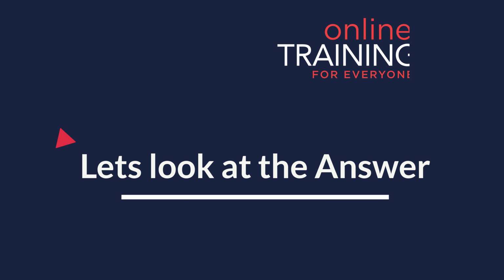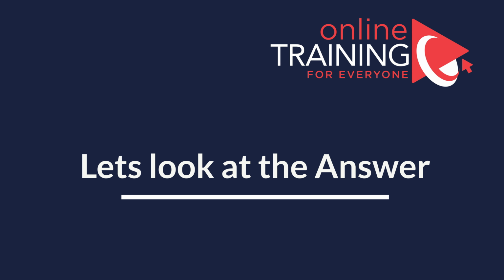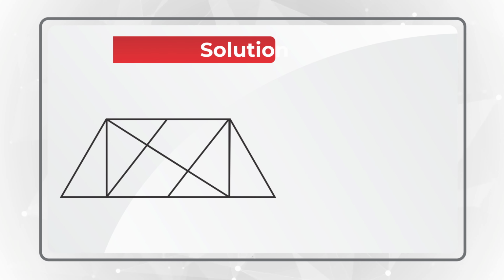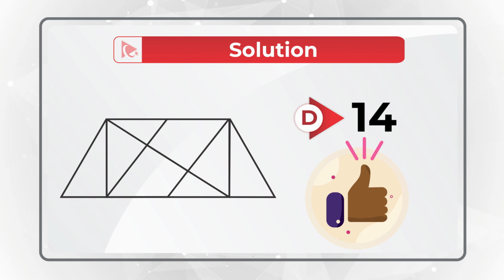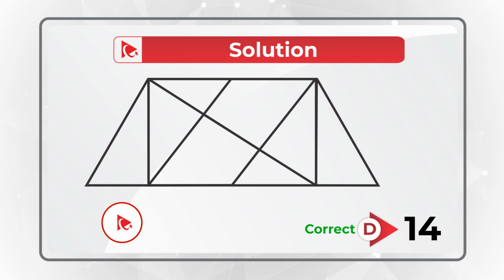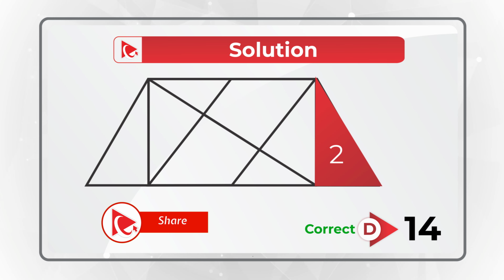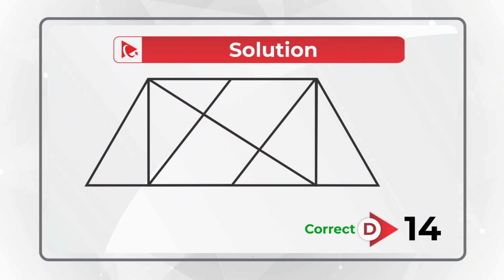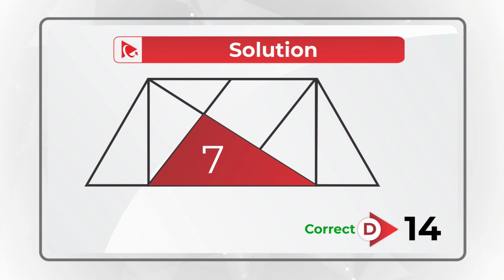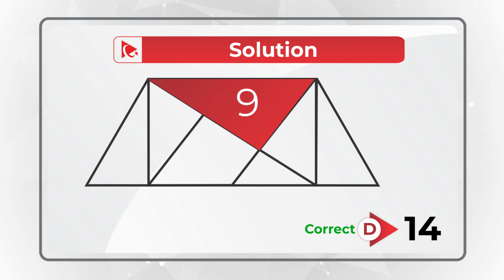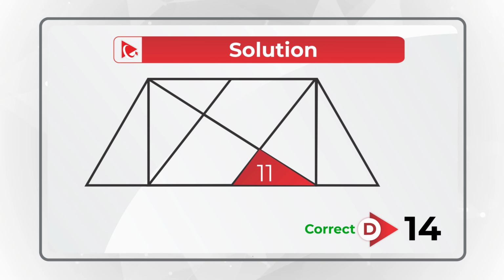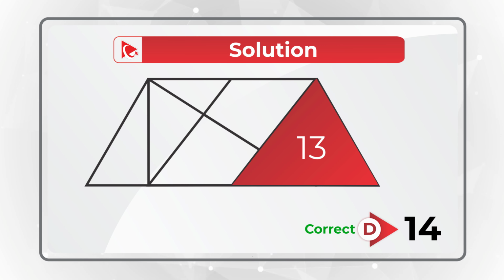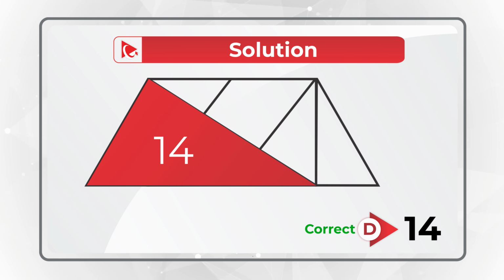Give yourself a little bit of time to see if you can come up with the solution. As I told you, I was really amazed, but the correct choice here is choice D, 14 triangles. Let me show them all to you. Here they all are. 1, 2, 3, 4, 5, 6, 7, 8, 9, 10, 11, 12, 13, and 14. Did you see them all?